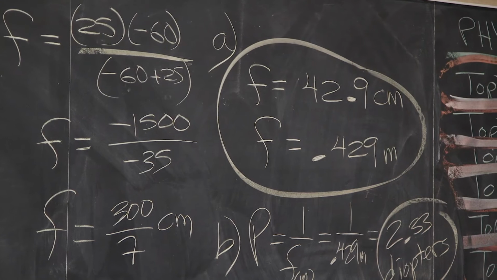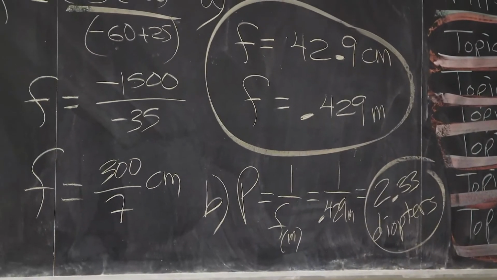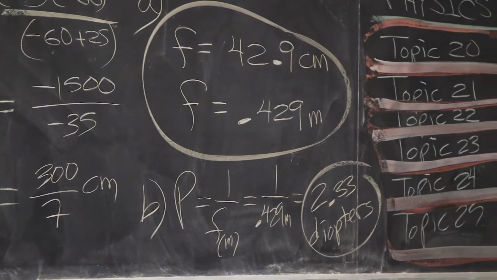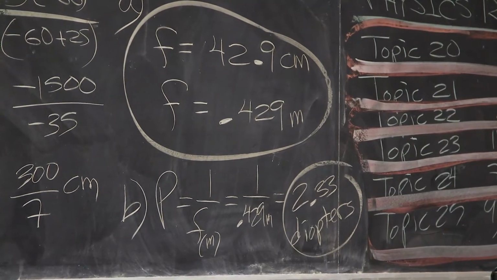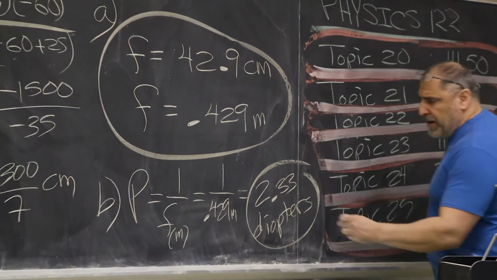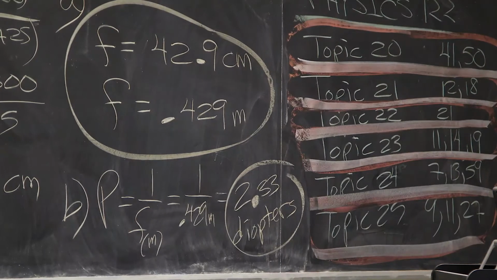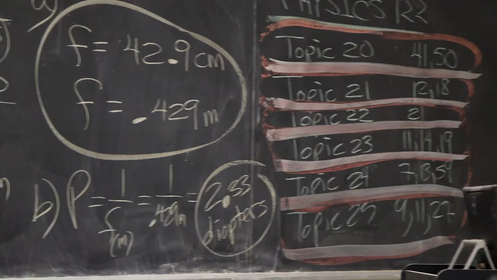That's it. That ends the whole story on that one, you guys. Is that pretty legible, or should I write it somewhere else? Pretty good, okay. So there it is: 2.33 diopters, and that's number 7.